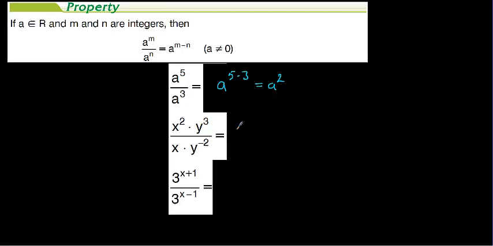Or here, x and x, y and y, we are going to do the operation together. x to the power of 2 minus 1, times y to the power of 3 minus 2, it's going to be. So x to the power of 2 minus 1 is equal to 1, which is not written, and y to the power of 3 plus 2, because minus and minus 2, it's going to be plus 2, which is equal to x times y to the power of 5.